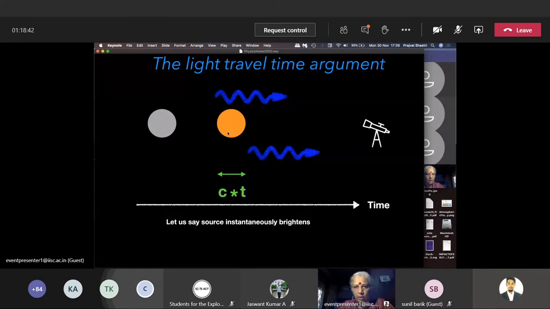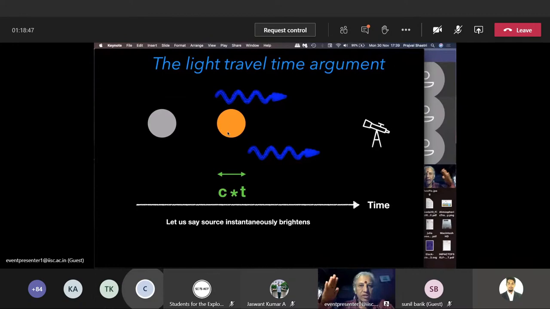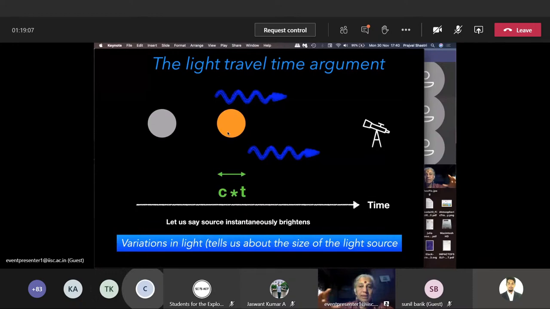It's a very simple argument, but it tells us something very profound. By measuring changes in brightness, we are able to get a sense of the size. So we can use the temporal dimension to investigate the spatial dimension. This is a very powerful argument. And these quasars are seen to vary on timescales of weeks, which meant that the enormous power that we already saw came from a very, very small volume.